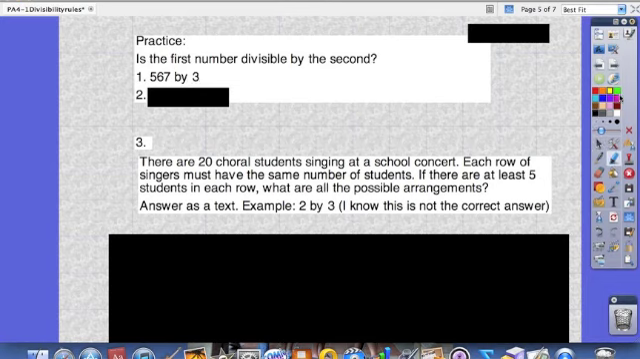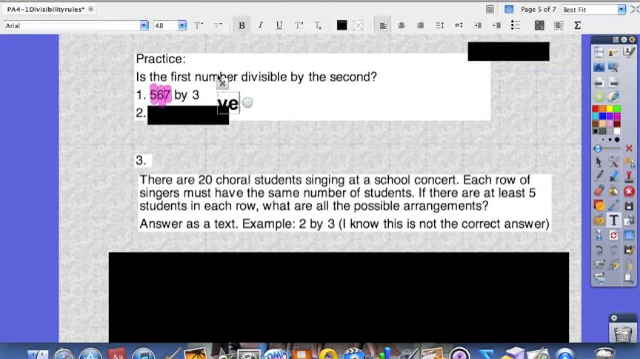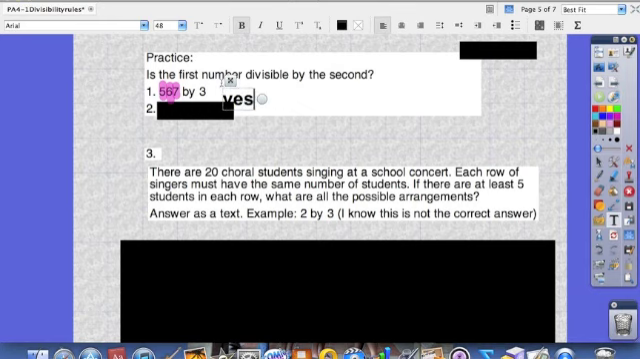So let's look at our digits. I've got 5, 6, and 7. 5 plus 6 is 11. 11 plus 7 is 18. Is 18 divisible by 3? Yes, it is. So we can say that 567 is divisible by 3.